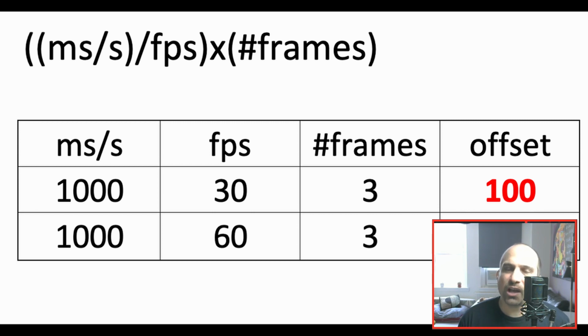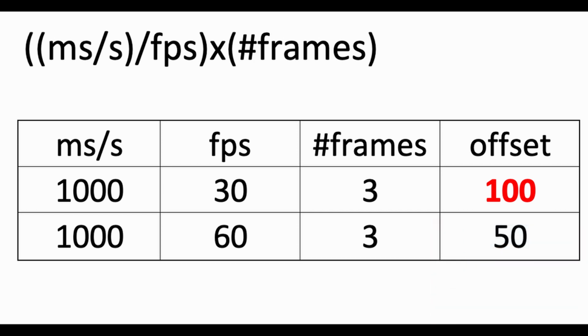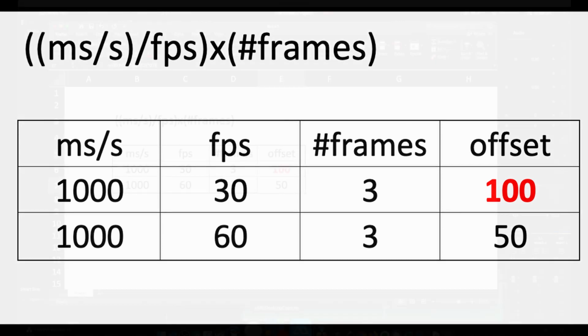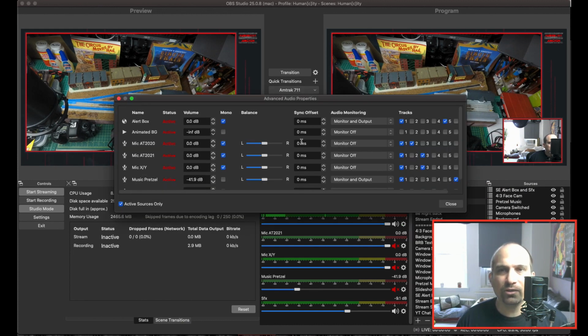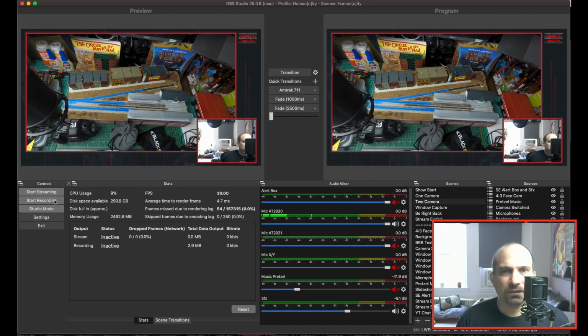If this video was shot in 60 frames per second, instead of 30 we would use 60, so it would become 1000 divided by 60 times 3, which would give me a result of 50. So now we're going to take the number that we have come up with, which is 100 for our offset, and we're going to go back into OBS. Going back into Advanced Audio Properties, we are going to go to the sync offset and we are going to type in 100 milliseconds. Then we are going to do another test.